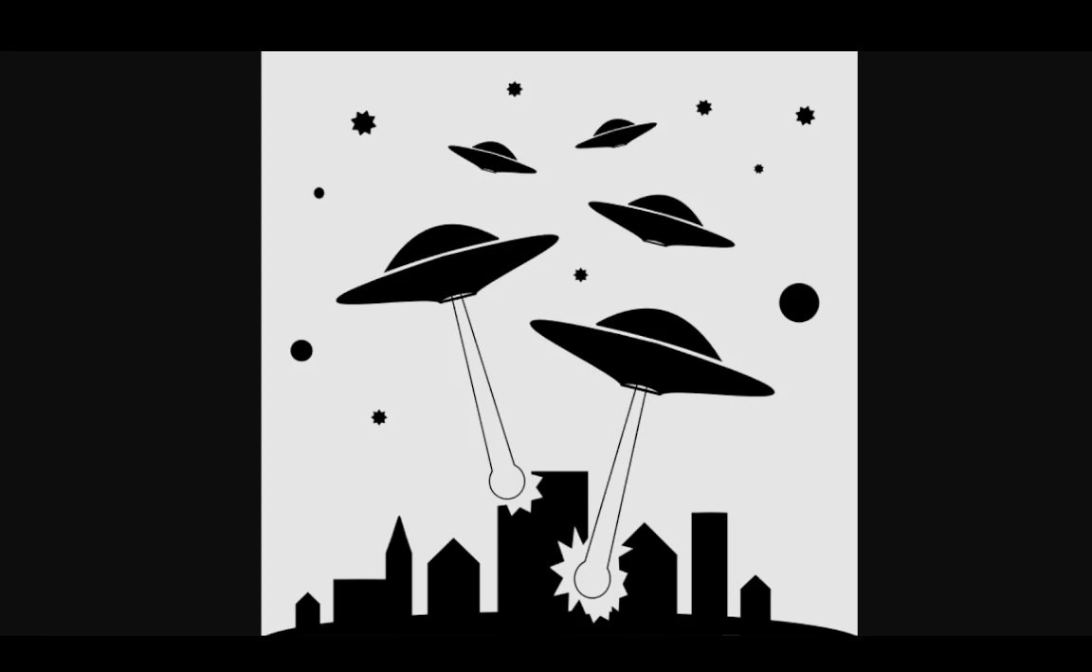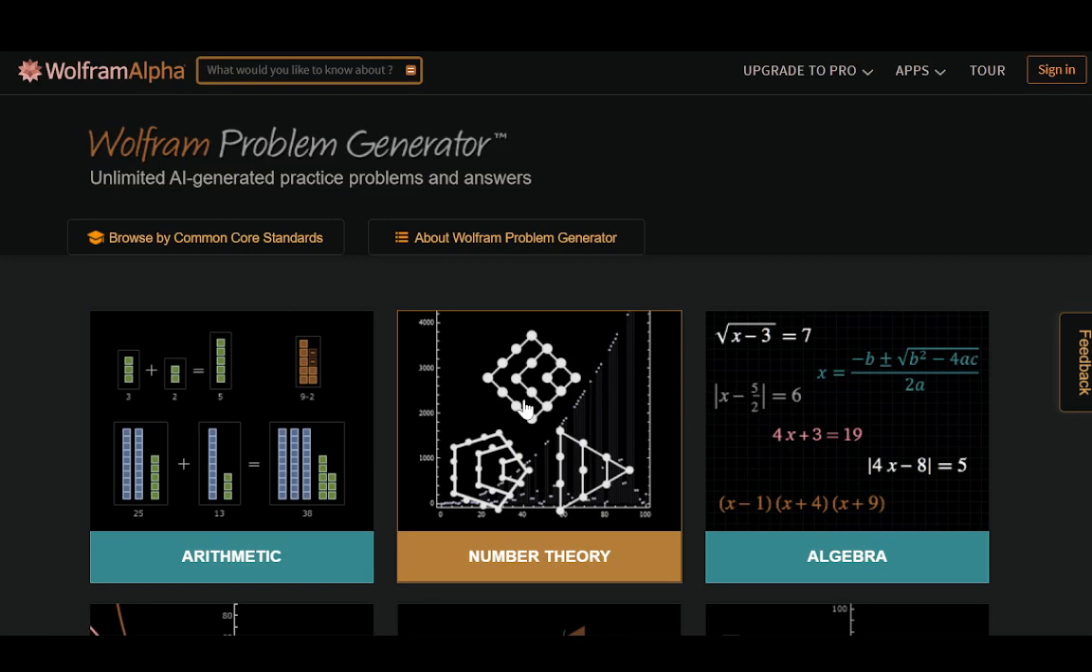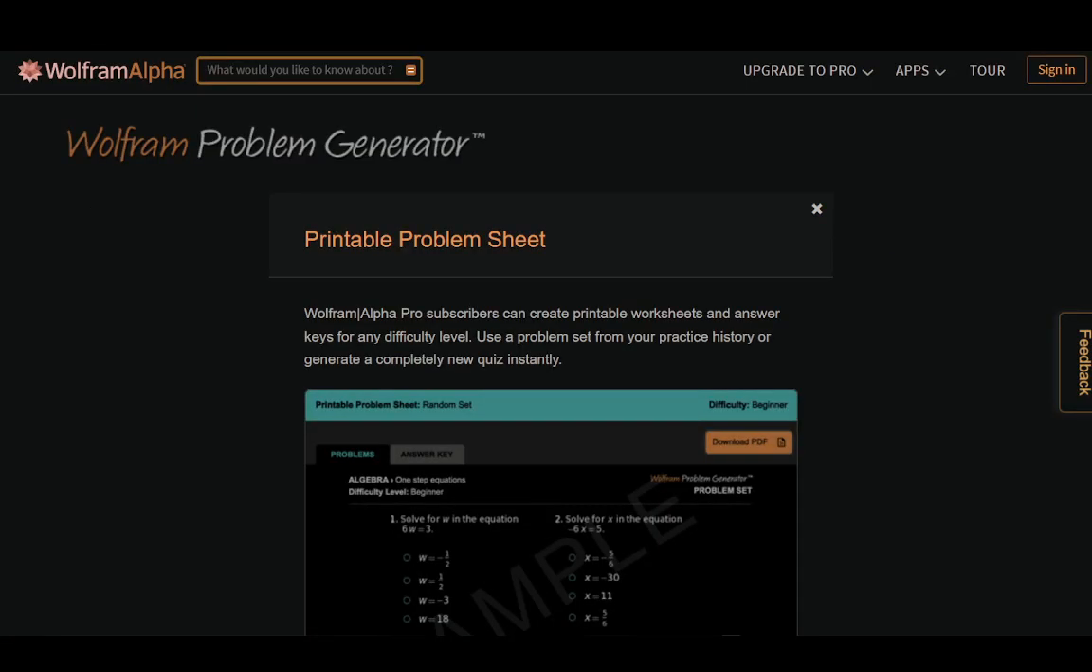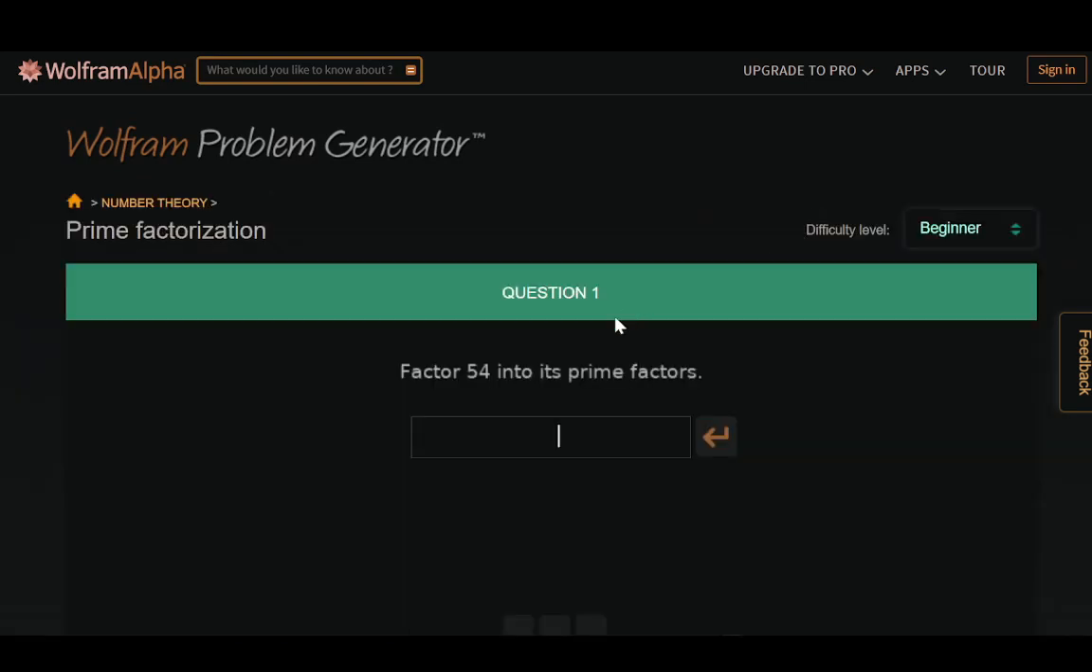Okay, hello again. Time for some more high-stakes mathematics. Today we are, still in the number theory section, on prime factorization. So, factor 54 into its prime numbers. I think 54 is 6 times 9, which is 2 times 3 times 3 times 3. Right, because 3 times 3 times 3 is 27, and you times it by 2, you get 54.